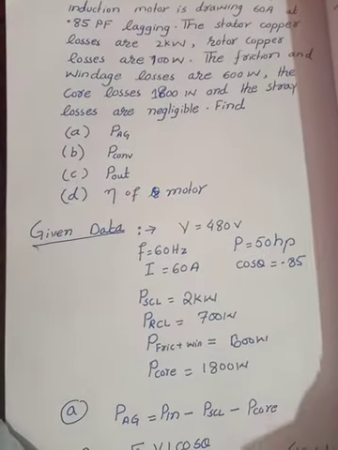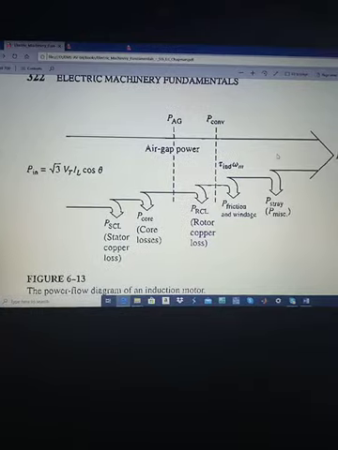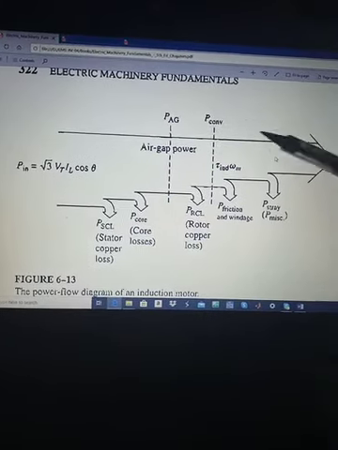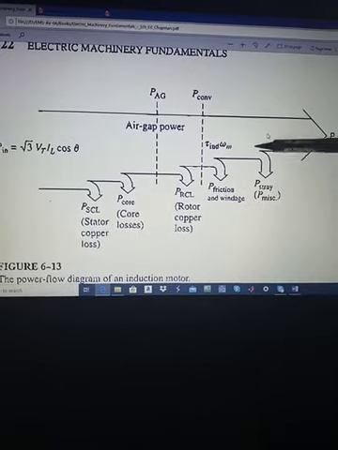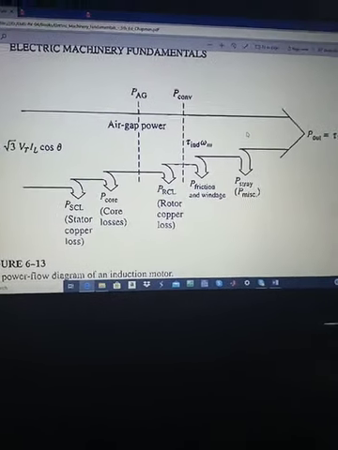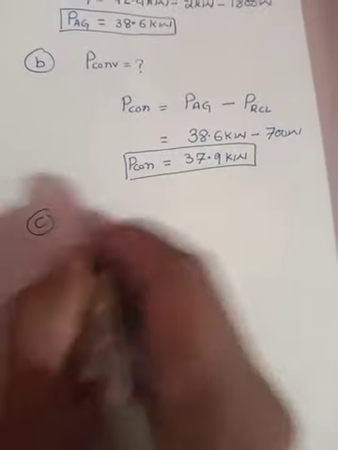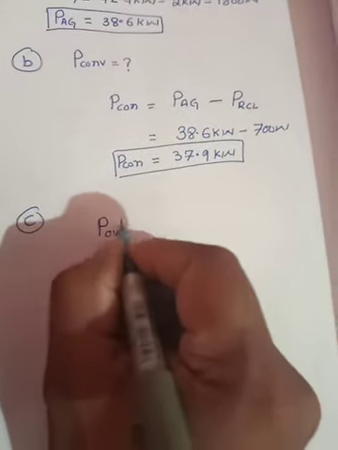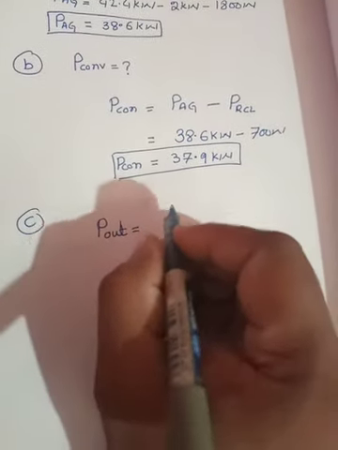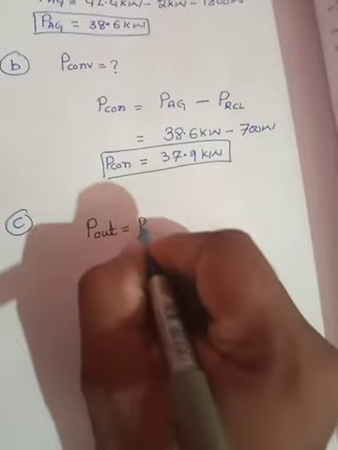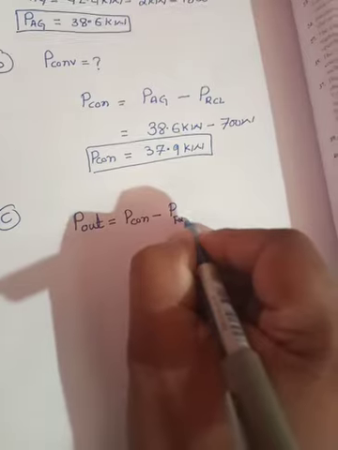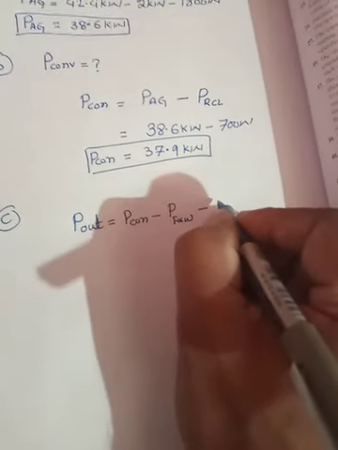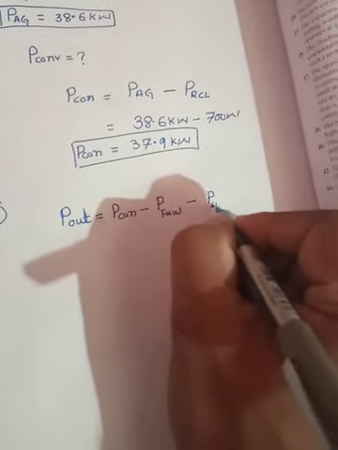In part C, we have to calculate the output power. Again, refer to the power flow diagram. The output power is the power converted minus the friction and windage losses minus the stray losses. So here in part C, the output power is equal to the converted power minus the friction and windage loss minus the stray losses.